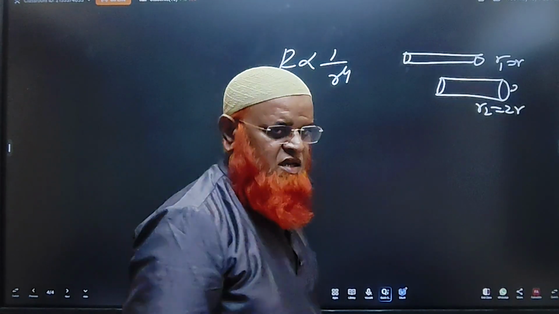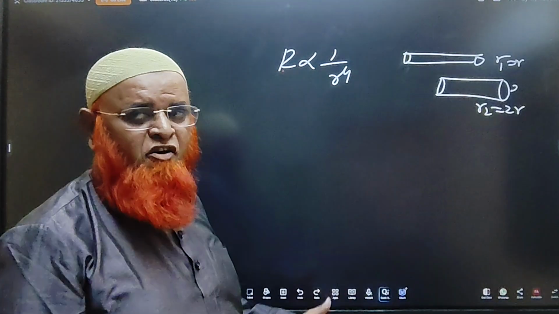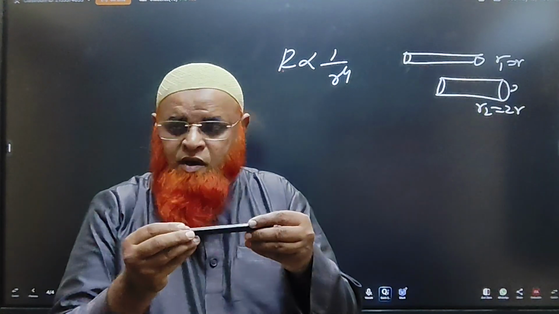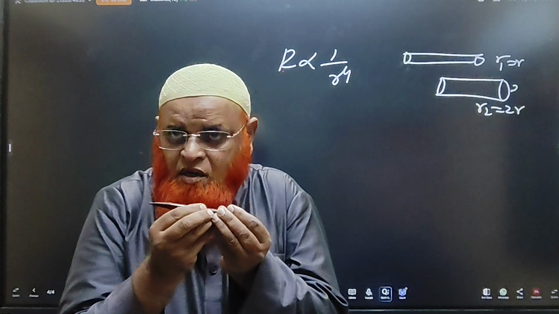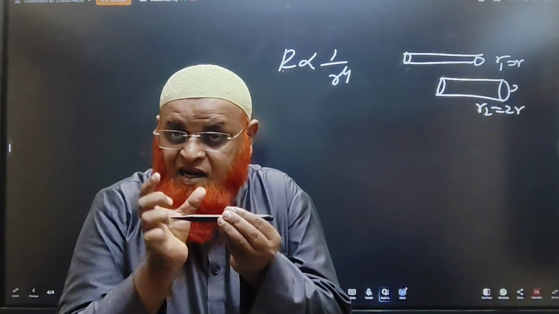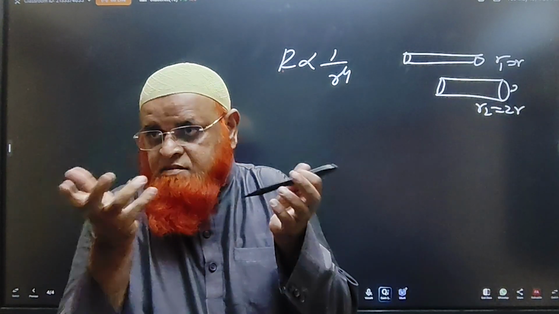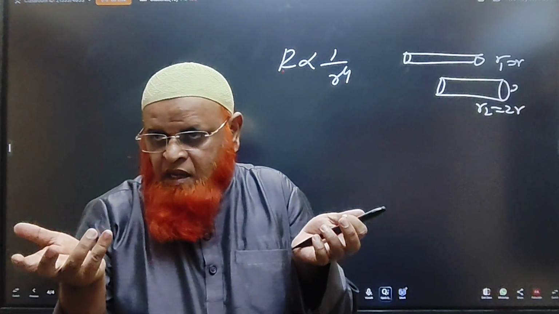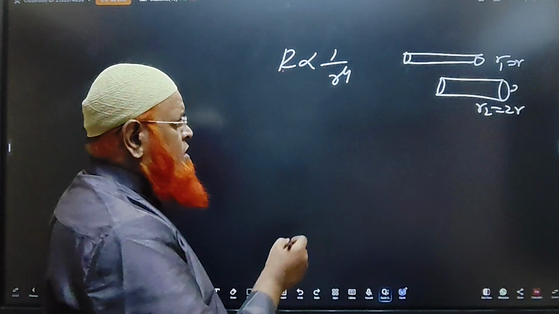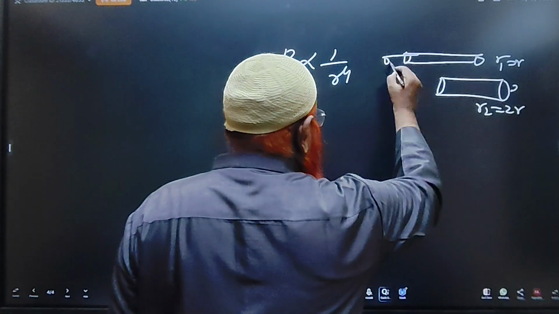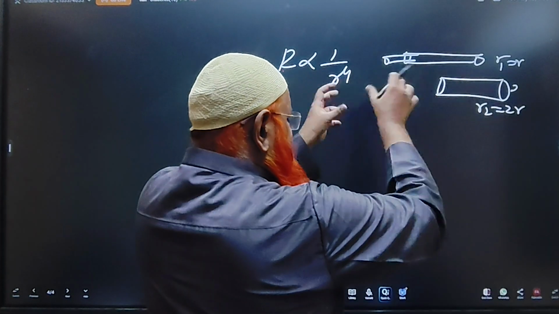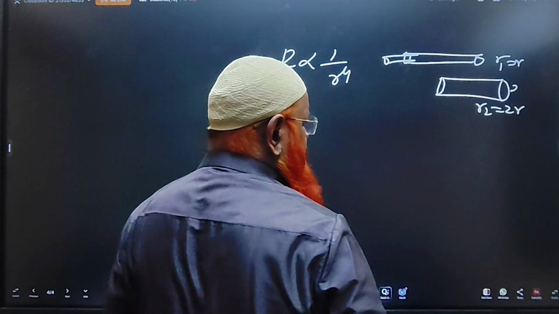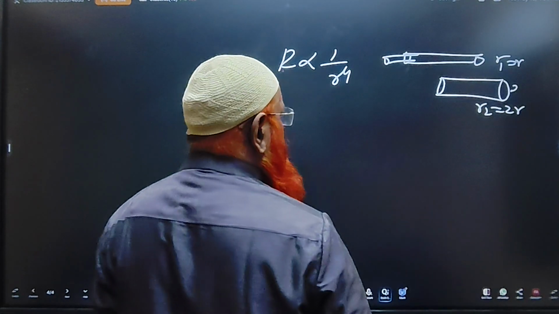So what I have done in this case is I have taken a wire and melted it. The long wire I have melted and made it short. When you make it short, length decreases, area increases. Right or not? So this was a very long wire. I have made it short by just melting, and the radius has now doubled.